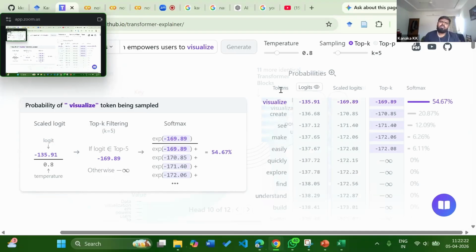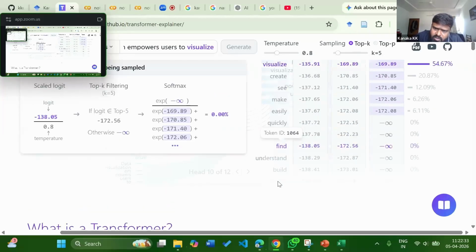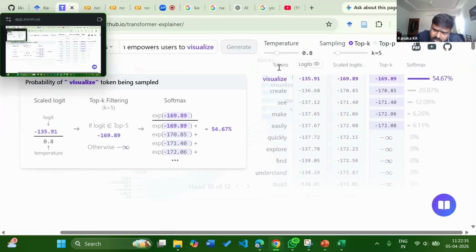I told you in the beginning that GPT-2 has a vocabulary size of around 50,000 tokens. You can see here all those tokens are present. So this is a single column vector having 50,000 tokens, and for all these tokens the probabilities are found. This is the final value.